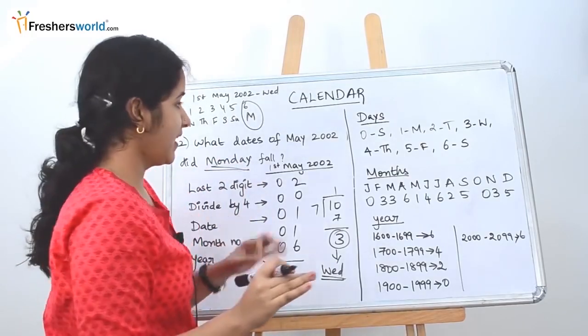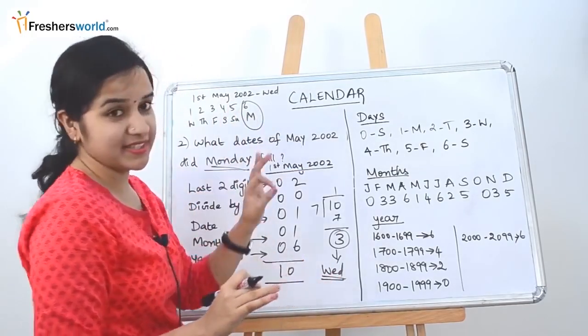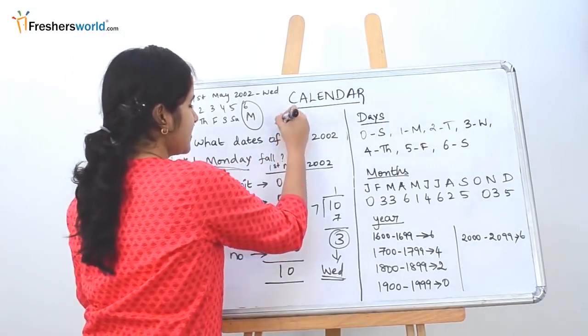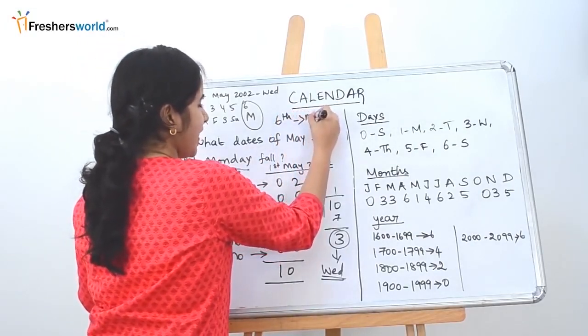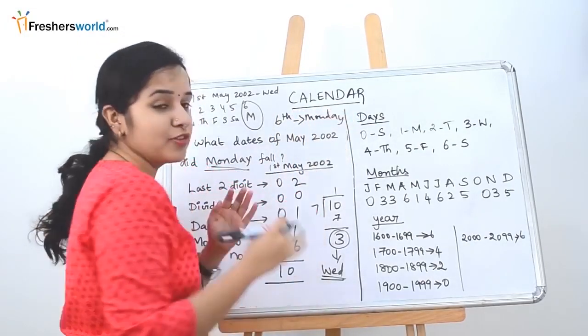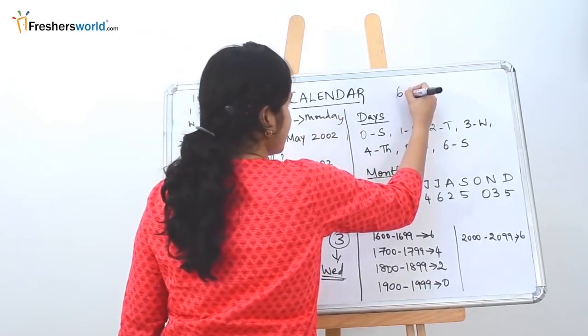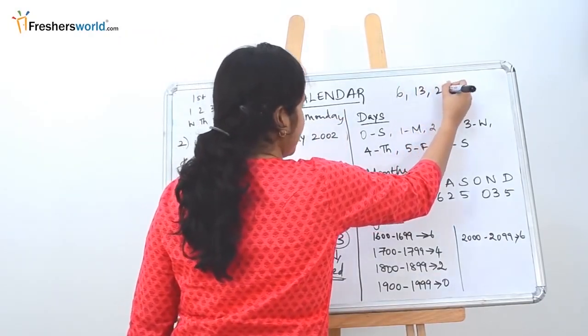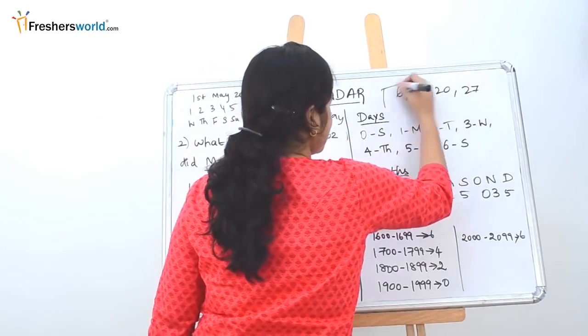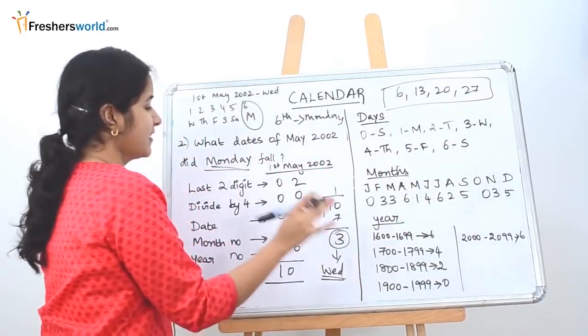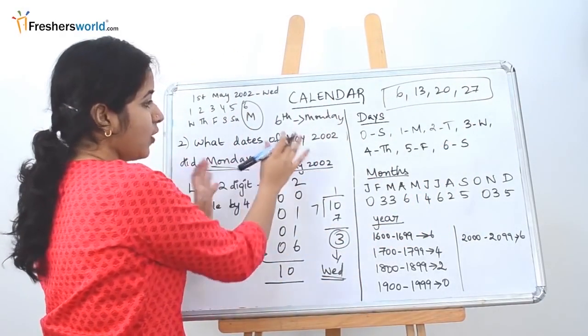So the first Monday for May falls on the 6th. So we know that 6th is definitely a Monday. How to find the other days? It's very simple. You have to just add 7 to it. So 6th, 13th, 20th, 27th. So these are the various dates that will fall on Monday in May 2002.